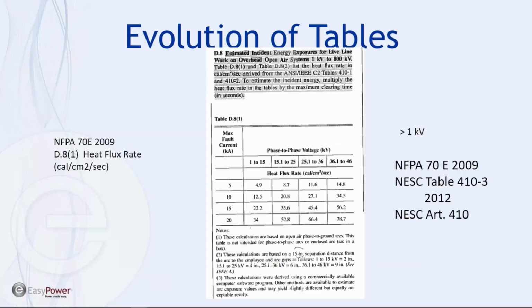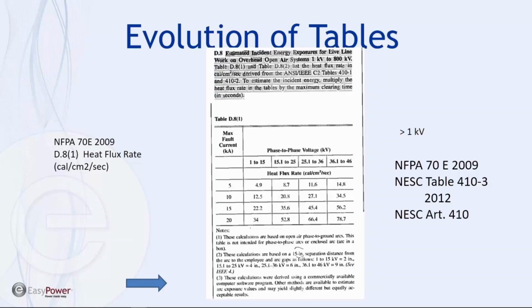Well, as I mentioned earlier, this started out as a table in NFPA 70E 2009, and it was labeled as a heat flux rate, which is calories per square centimeter per second. And if you'll notice in the fine print, these were derived from a commonly available computer software program. Other methods available for exposed values may yield slightly different but equally acceptable results.